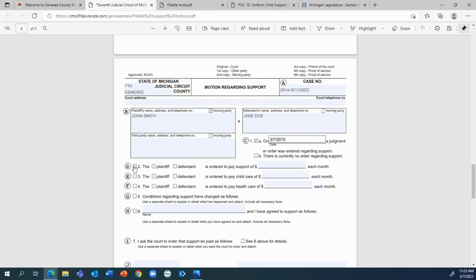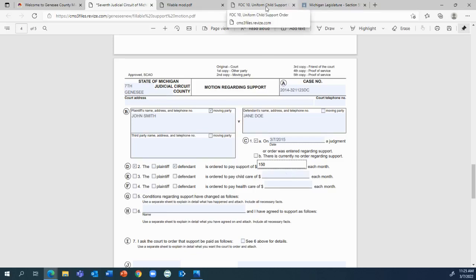And then down here, we're going to put in how much whichever party was ordered to pay. So I'm going to say that the defendant was ordered to pay $150 each month in that last order. Where would I find that information?